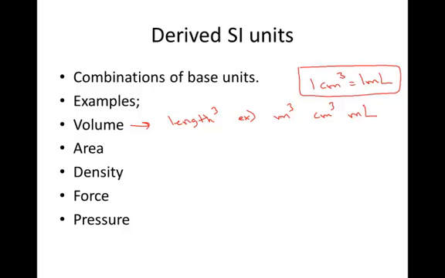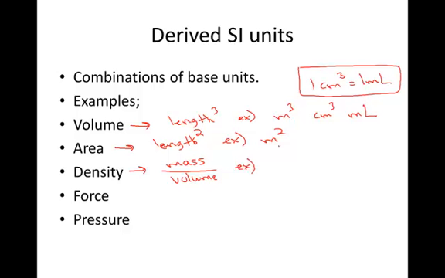Does that make sense? Area, length, excuse me, that should be length squared. Some examples, meter squared, and so on. Anytime you see length cubed, volume. Anytime you see length squared, area. Don't forget that. Anytime. Okay? Density. Mass divided by volume.